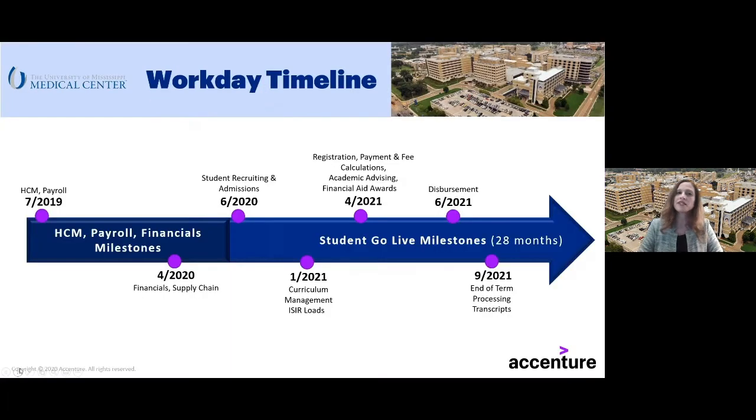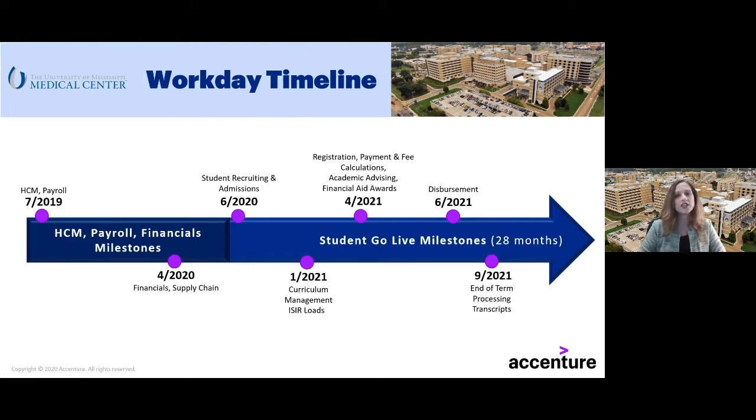Probably not unlike many of your institutions, we were faced with the challenge of supporting business and academic systems that were outdated and just no longer met our needs. Workday presented us with the opportunity to bring together a network of disparate systems into one modern cloud-based ecosystem.